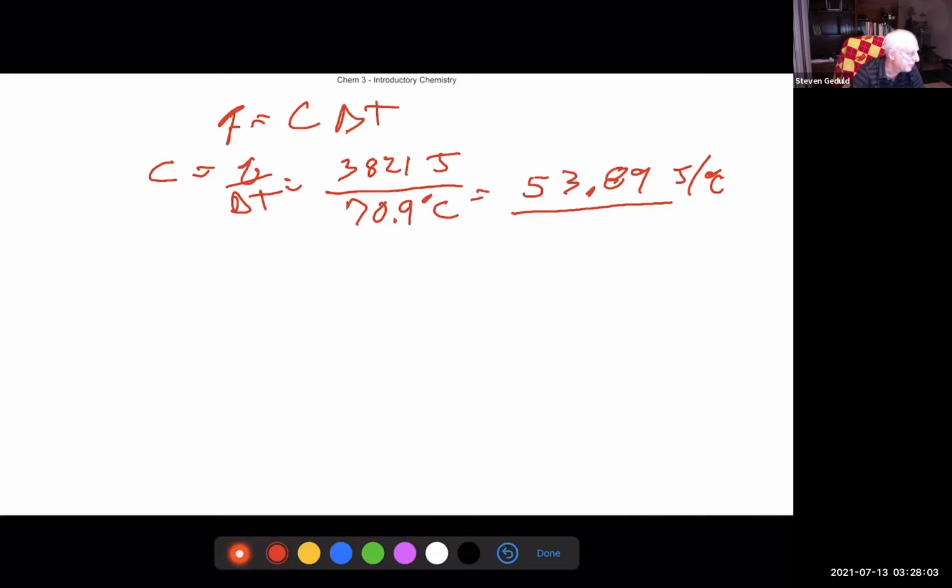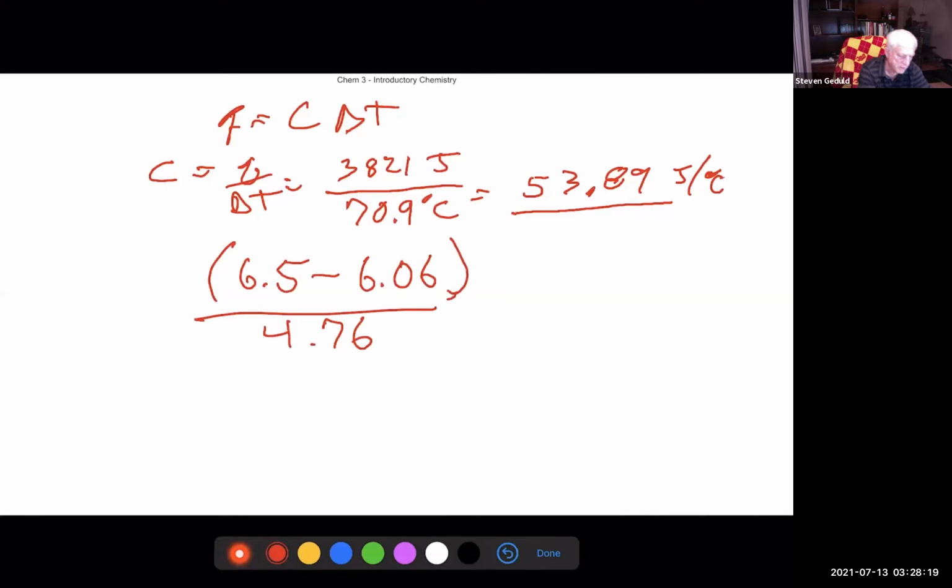And the last one is perform the calculations. It says 6.5 minus 6.06 divided by 4.76, right? So do the numbers in parentheses first. So let's take 6.5 minus 6.06, and that's equal to 0.44.